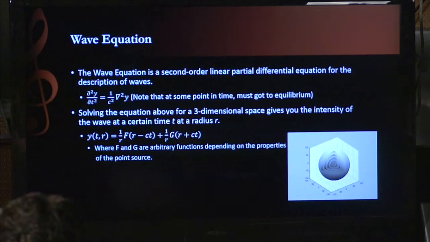And then you solve the wave equation for 3D, which you see here, where F and G are from the point source, from where the sound is coming from, and r and c are the radius and the speed. C is the velocity of the wave itself, and r is the radius of the sphere itself. So as the wave goes through space, as you see here, there are different varying levels of spheres, and each one has its own radius. So that relates to the displacement of the sound itself.